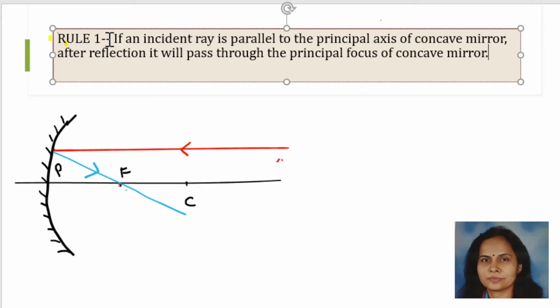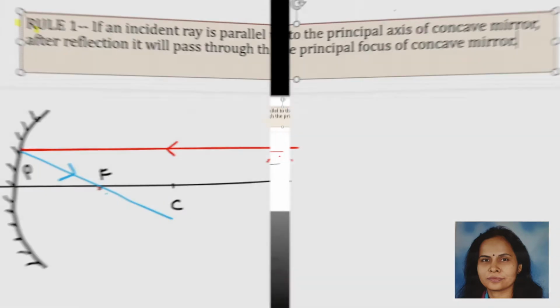if an incident ray is parallel to the principal axis of concave mirror, after reflection it will pass through the principal focus of concave mirror, right? So this is the first rule. Let's move on to the second rule.